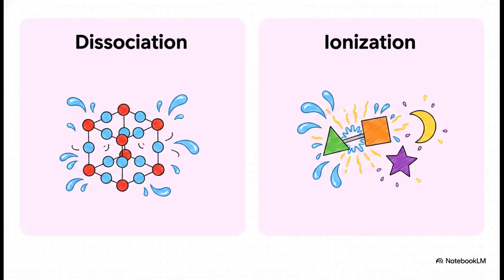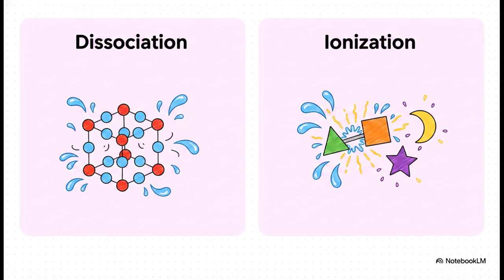So how exactly do these charged ions get into the solution to light the bulb in the first place? Well, there are two completely different mechanisms here. First, we have dissociation. This happens with ionic compounds. The ions already exist inside the solid crystal. The solvent just physically pulls them apart. It's a purely physical change.